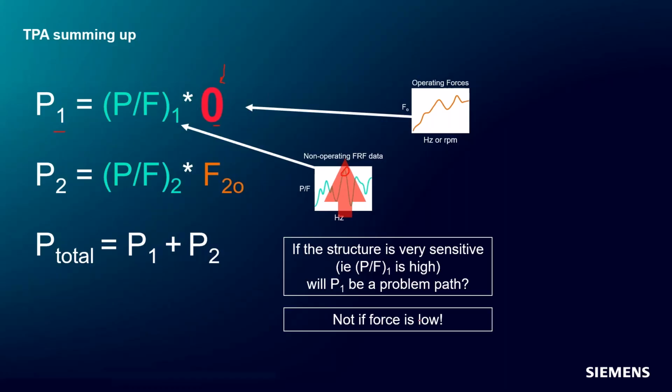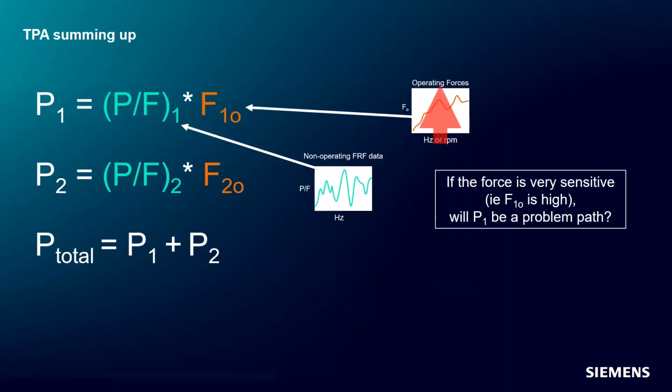It's important when you're doing TPA to, again, consider the structure and the source, both of them, and not just get hung up on one or the other. Otherwise, we might get misled, right? Because it's the combination of the force times the transfer function that matters.